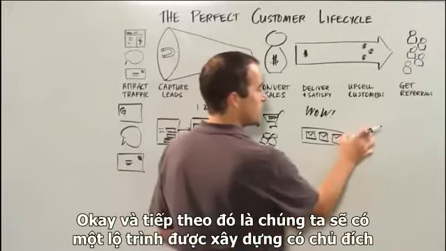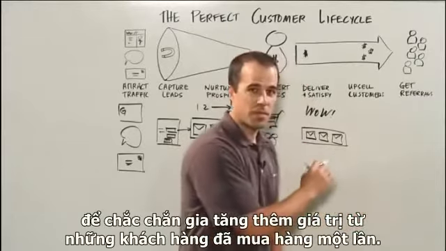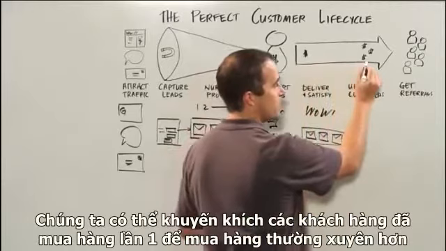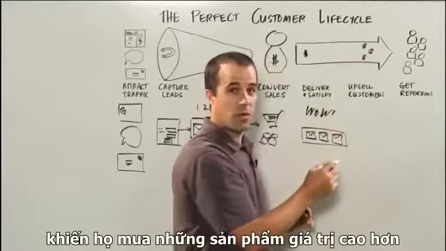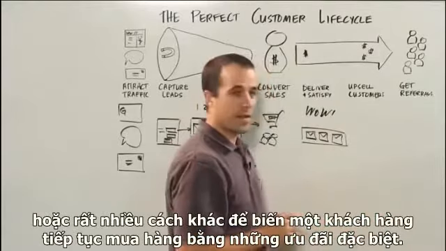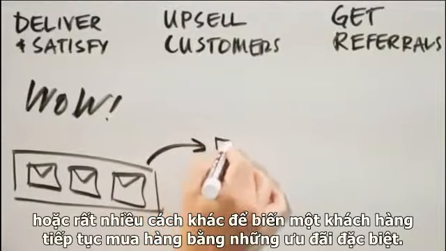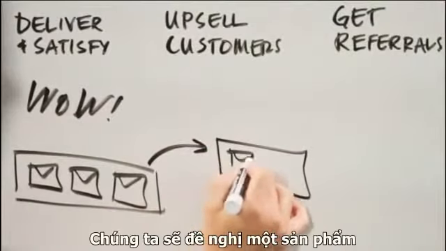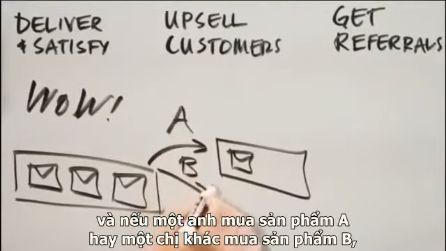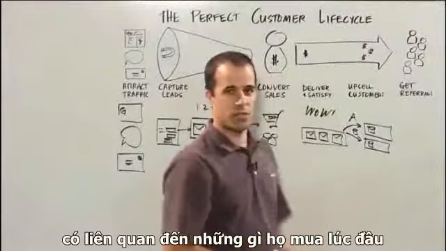Okay, and then the next 2 things is we're going to have intentional programs in place to make sure that we're upselling customers that have already purchased one time, and we're going to take that one-time purchase and maybe get them to buy more frequently. We may get them to buy higher-end items. We may cross-sell additional items. But we're going to find different ways to turn that one-time customer into a repeat. And we'll have specific offers. If somebody bought product A, and somebody else bought product B, we might be offering them different upsell offerings that relate to what they bought initially.